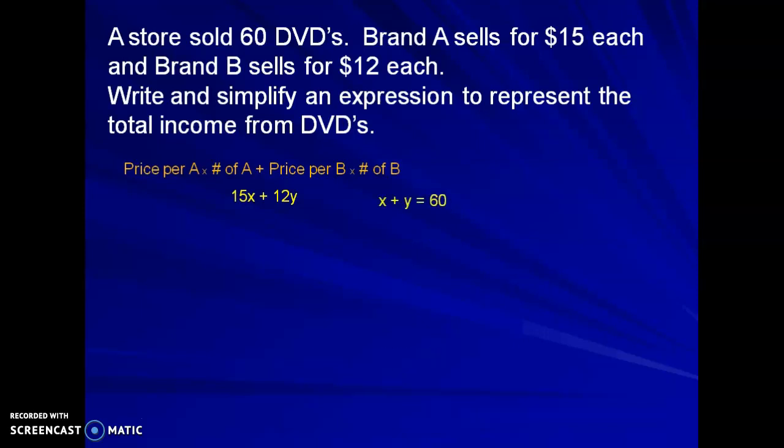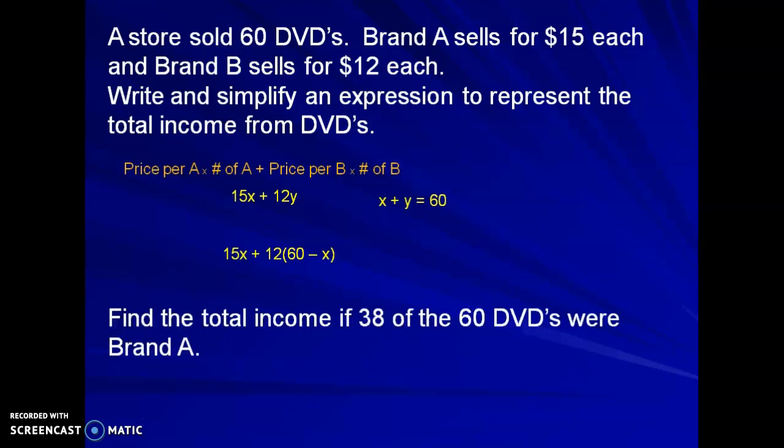And if we do this, we need to make sure that we also show that the number of A and the number of B together equals 60 DVDs. We could also do this, if we solve that second equation for y, subtracting the x to the other side, we would get 15x plus 12 times 60 minus x.